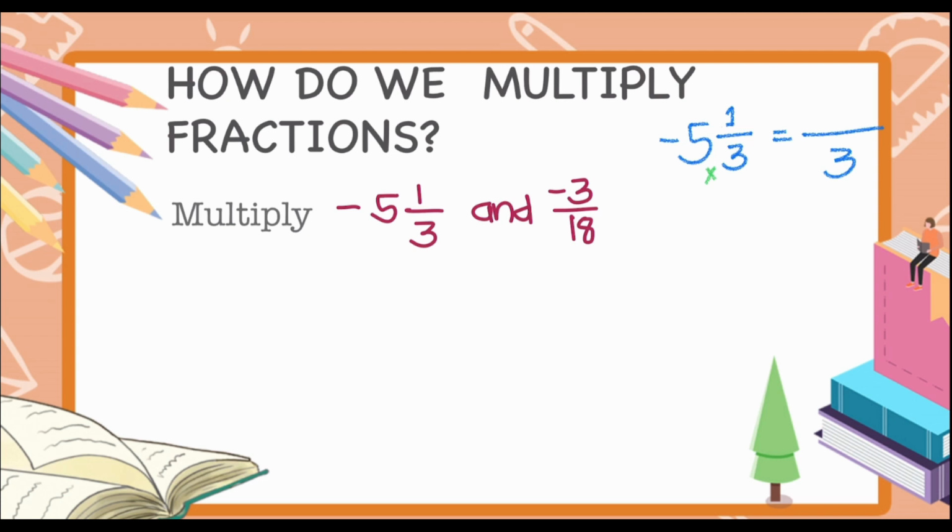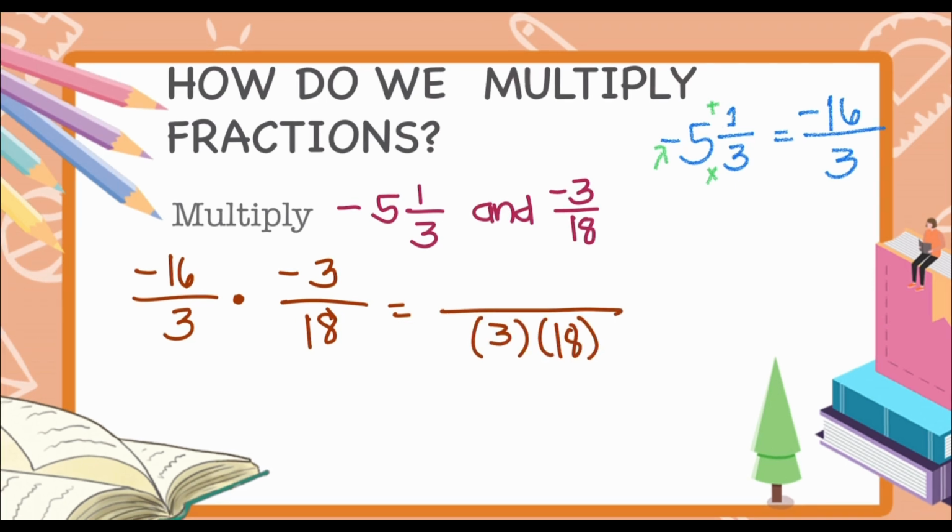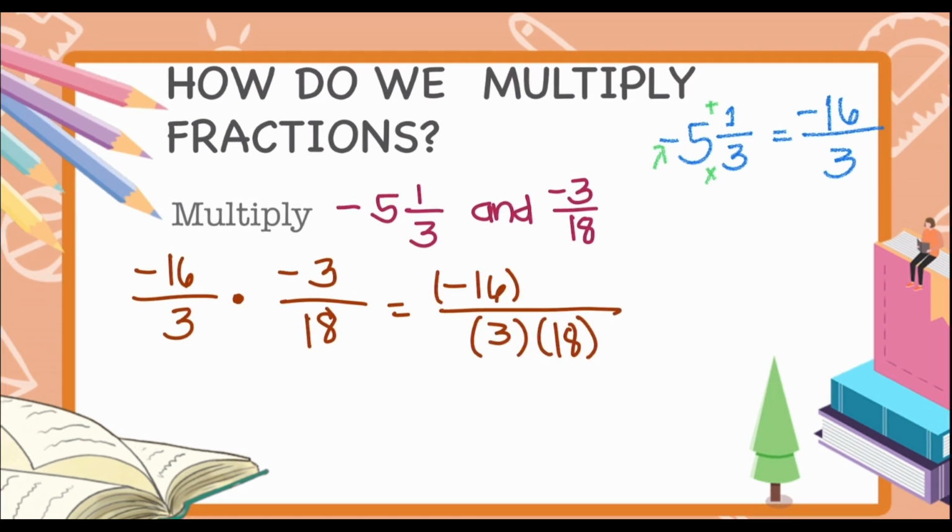Multiply the denominator to the whole number. 5 times 3, we have 15. 15 plus 1, okay? We have a 16. Since we have a negative here, we will write the negative sign doon kay 16. So, we will have negative 16 over 3 times negative 3 over 18. And then, same process, you just have to multiply the numerators, then multiply the denominators. We will get 3 times 18, and then the numerators, we will get negative 16 times negative 3.